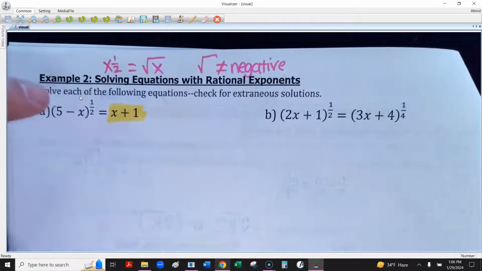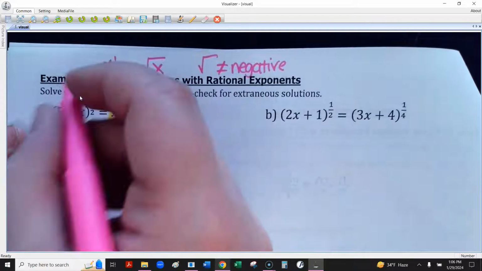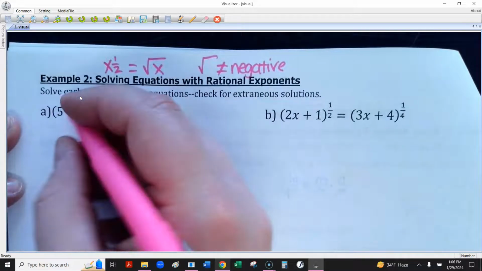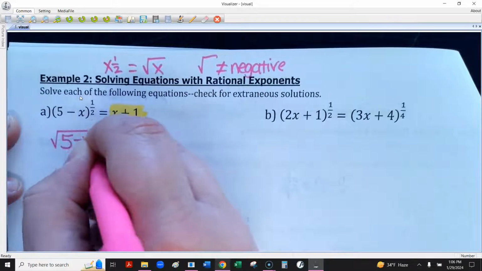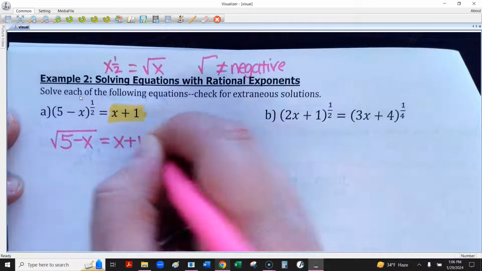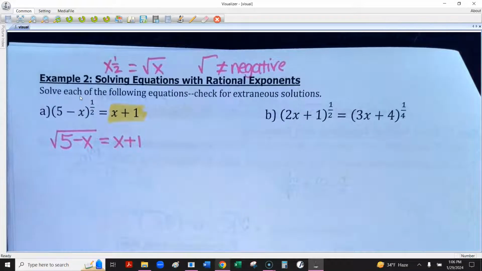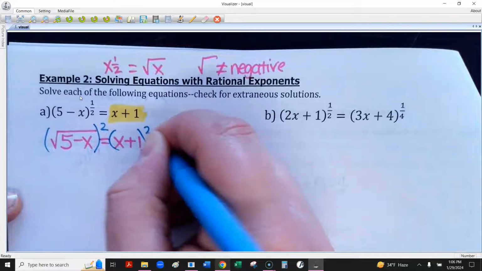This is really a square root. We don't want that to be equal to a negative. So if you even wanted to write it like that, you could think about it if you want to. This is really a square root of x minus 5 equals x plus 1. To cancel out that square root, or if we just wanted to use the reciprocal, we could do that too. We're going to square both sides.